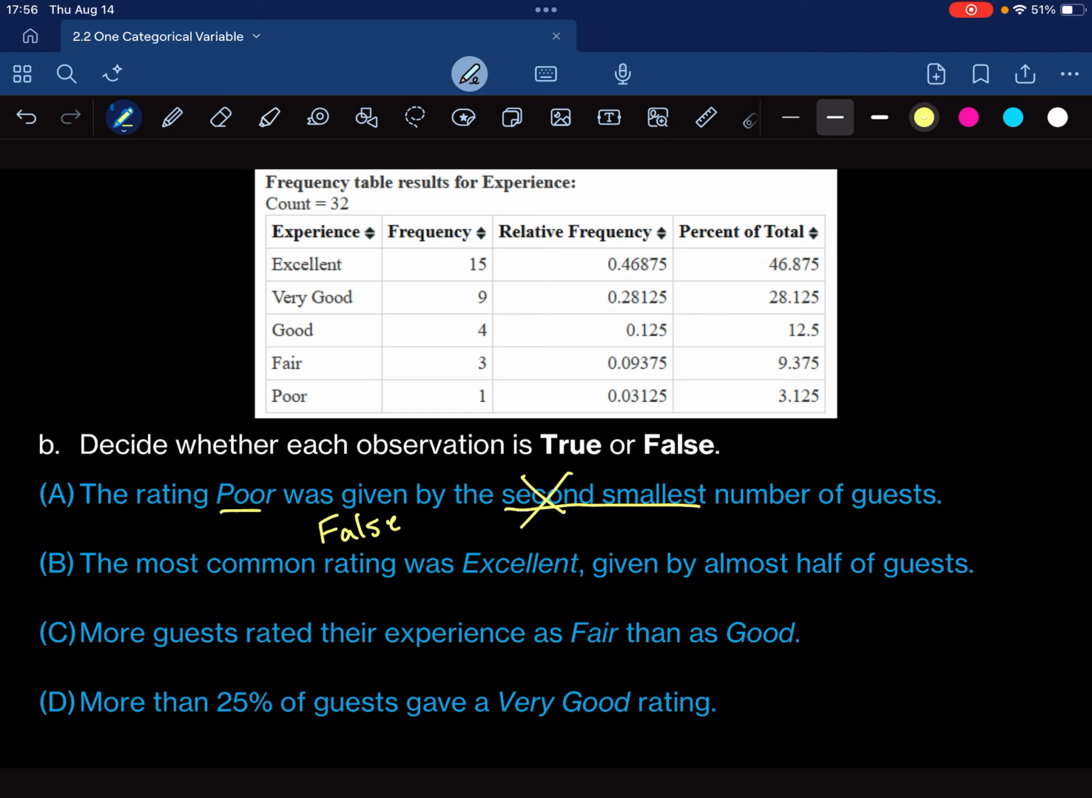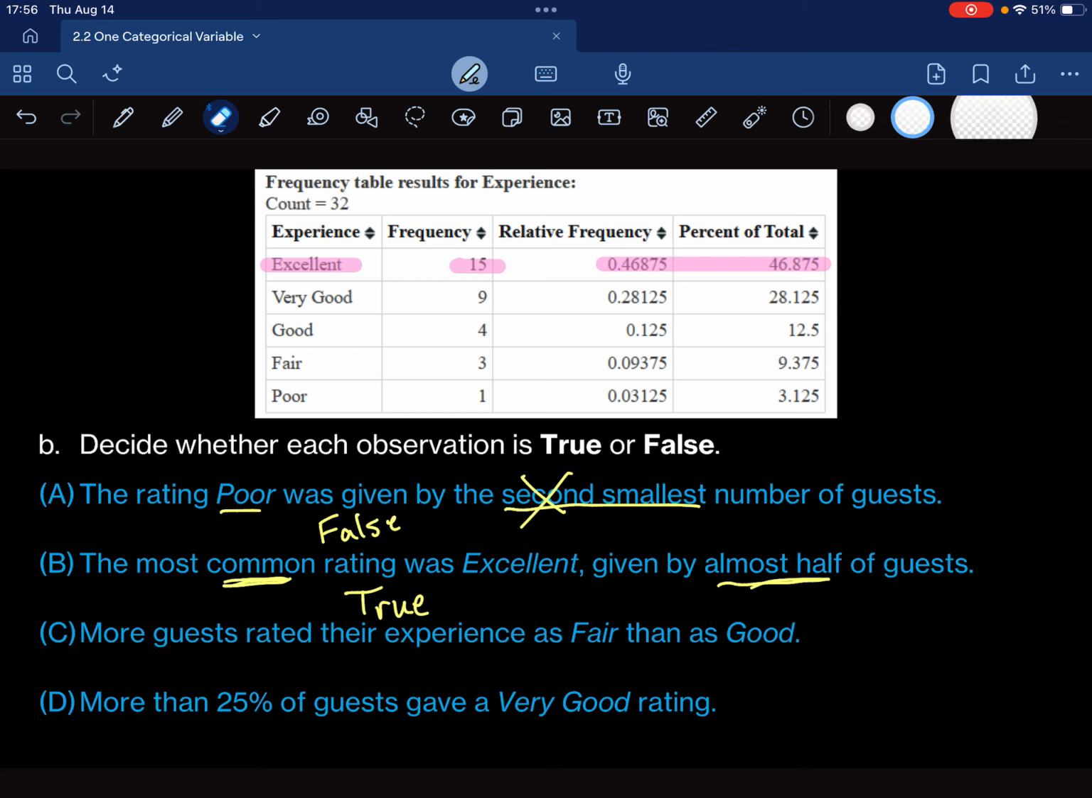That being said, we'll go on to the next one. The next one says the most common rating was excellent, which was given by almost half of guests. So we're going to look up here and we're going to look for excellent. It is, in fact, the most common rating because it has the most people who responded that way. And if I go over here and look at the relative frequency or the percentage, I can see that it is almost 50% of the guests who responded that way. So we'll say that it is true. It's at 46 or 47%. That's pretty close to half.